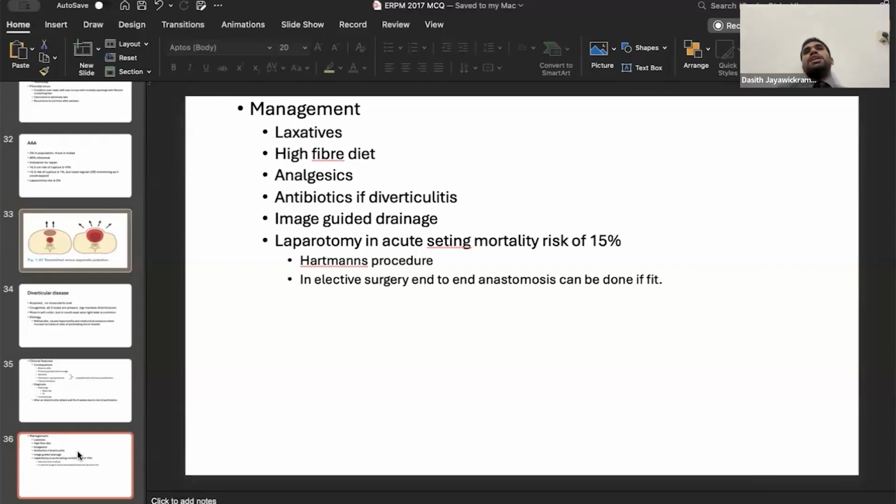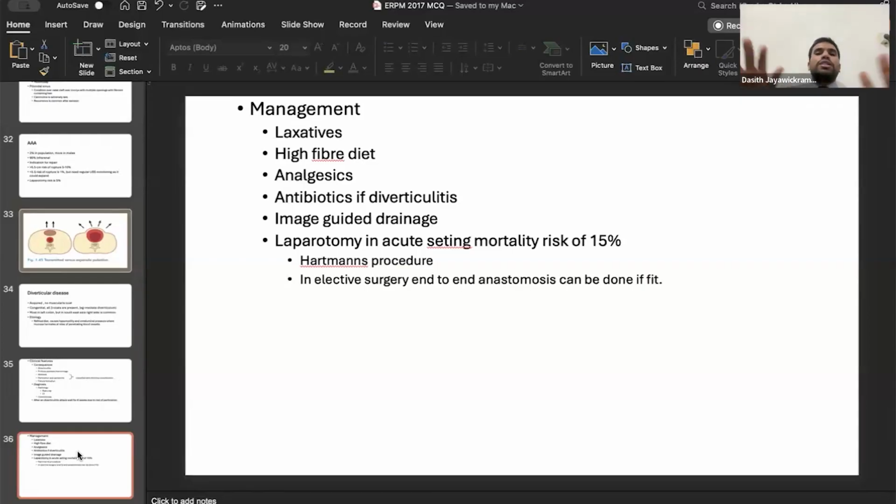If the patient is healthy, with a good albumin level, good hemoglobin level, a fit patient, ASA 1 or 2, yes, of course, we can do an end-to-end anastomosis, but in elective settings, not in emergency settings when there's purulent or fecal peritonitis, because then the chance of anastomotic leakage is high. That is why we do the Hartmann's procedure in an emergency setting.